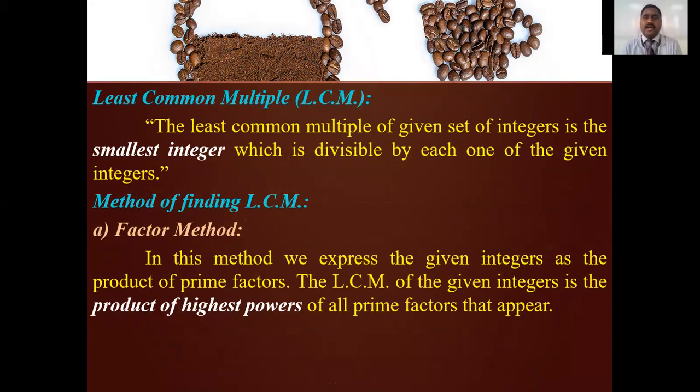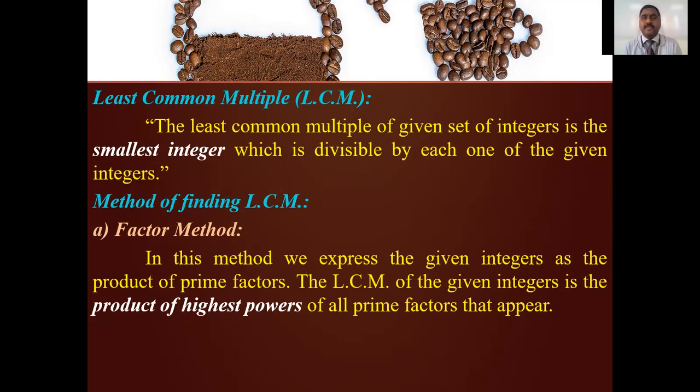So in highest common factor, we have used the factor and division method, right? Similarly, in LCM also we have two methods, factor and division method. In HCF, we identified the highest common divisor of the given values. Here we need to find the least common multiple of the given set of numbers, the value that is divisible by each and every one of the given numbers. That is called LCM. In LCM also we have two methods: one is the factor method, another one is the division method.